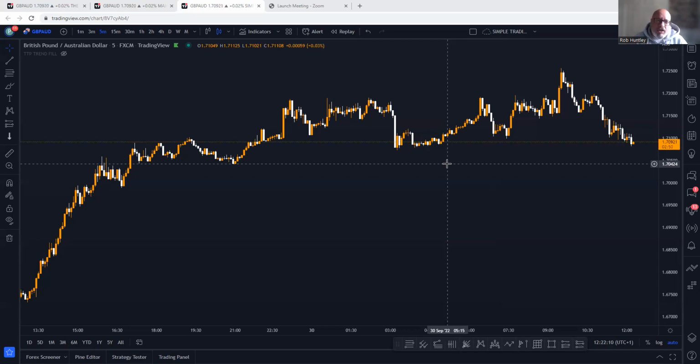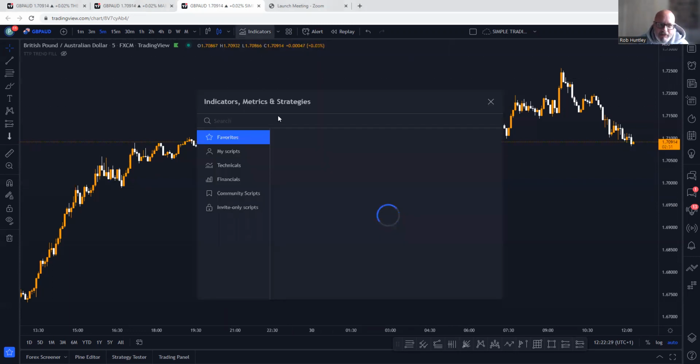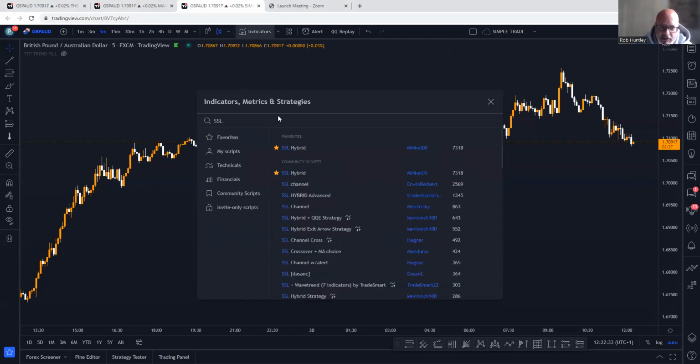I'm a lot calmer, but then also one of the indicators on this will change the color of the bars or candles as well. So let's get into setting up the indicators and what the settings are to use and all that sort of thing. The first one I'm going to add to the chart is something called SSL hybrid.